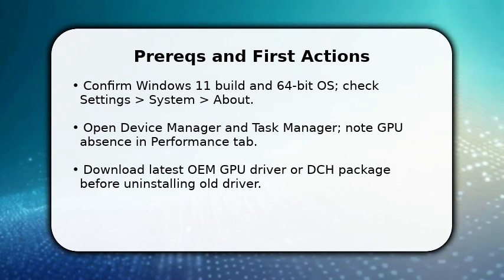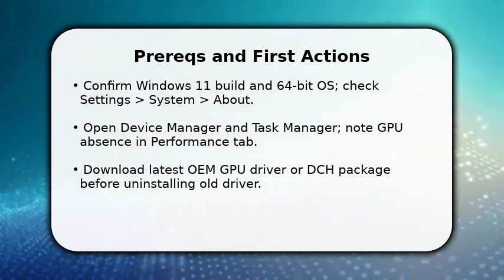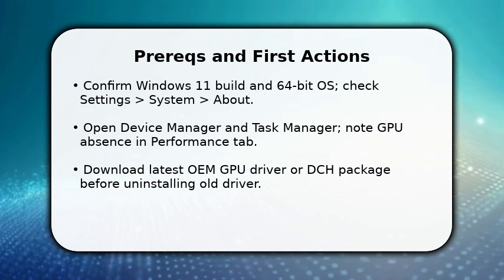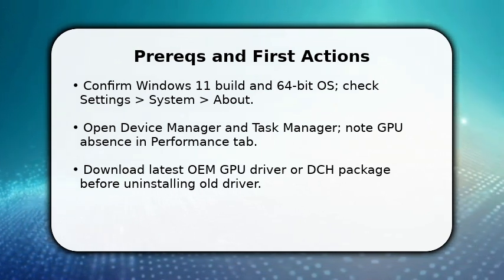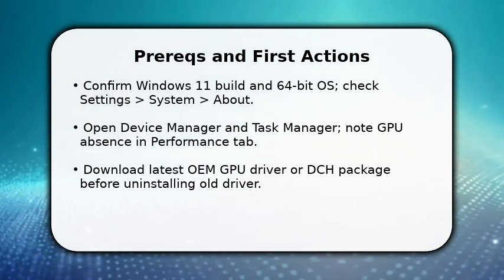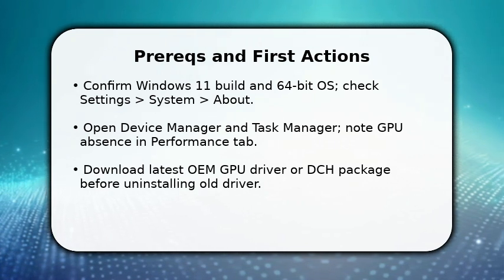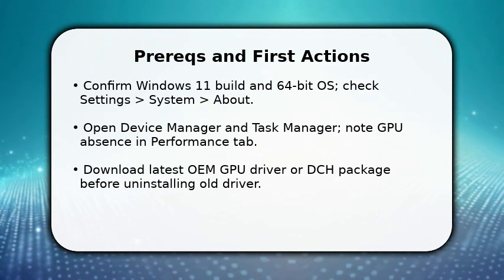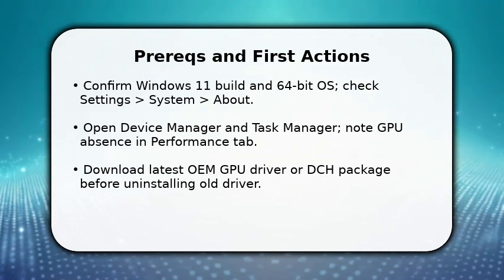Next, download the correct OEM or DCH driver package for your GPU model right away. This prevents Windows from installing a generic driver. You do this because a wrong driver or missing DCH components is the most common cause of GPUs not appearing in Task Manager. You now remove conflicting driver traces.